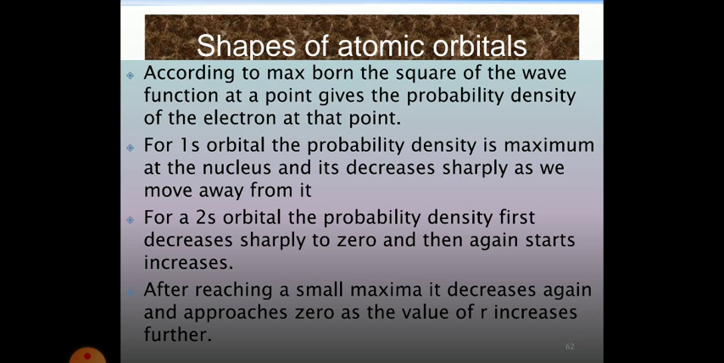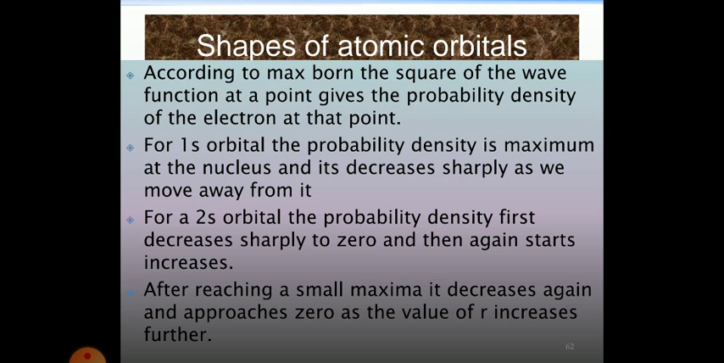Now students, according to Max Born, the square of the wave function at a point gives the probability density of the electron at that point. Means according to the probability density of the presence of the electron, we will decide the shape of the corresponding atomic orbital. So with this knowledge, we will decide whether s orbital, p orbital, d orbital and f orbital have different shapes and which types of shapes are present. Now we are going to learn one by one.